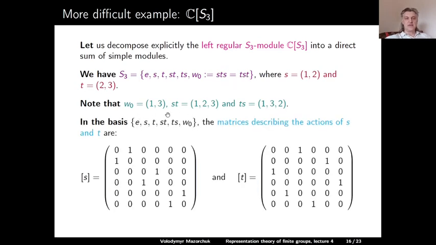So in the basis given by the group elements, the matrices describing the action of S and T are as follows. The left multiplication with S swaps E and S. So this is this part of the matrix. It swaps T and ST, this part, and it swaps TS and W0, this part. The left multiplication with T swaps E and T, the first and the third vector. So we have these ones. It swaps S and TS, so the vector 2 and the vector 5, and it also swaps ST and W0, so the vectors 4 and 6.